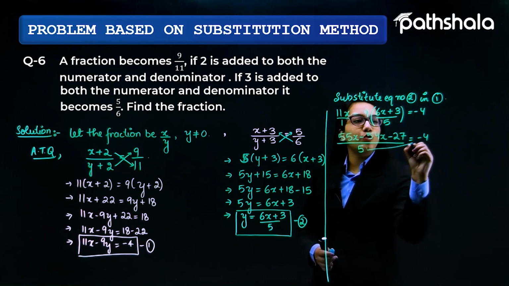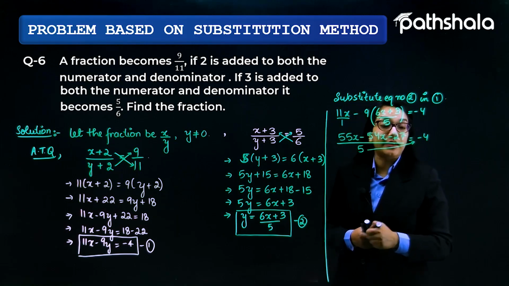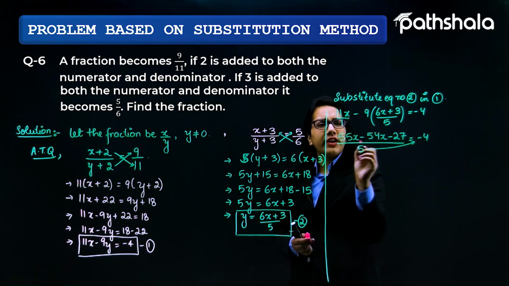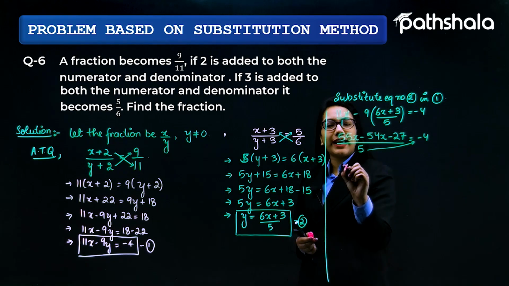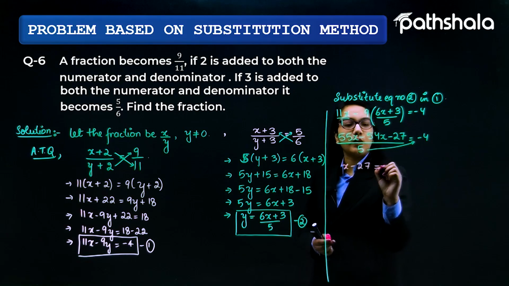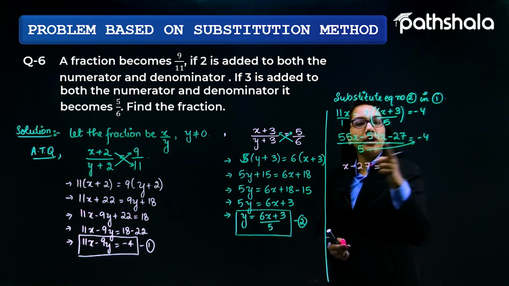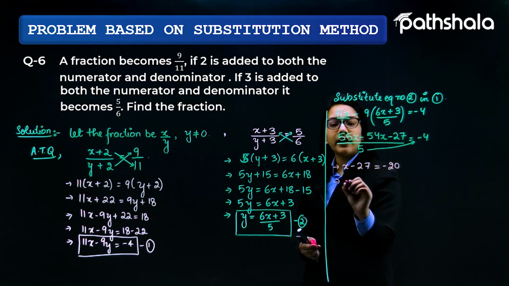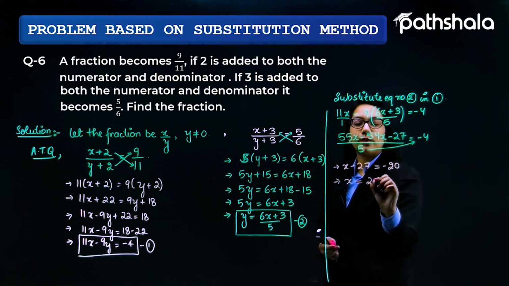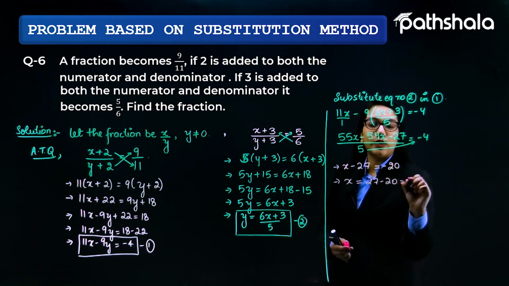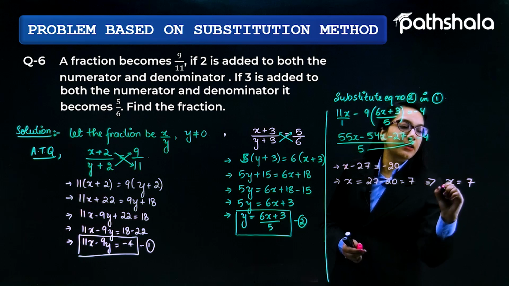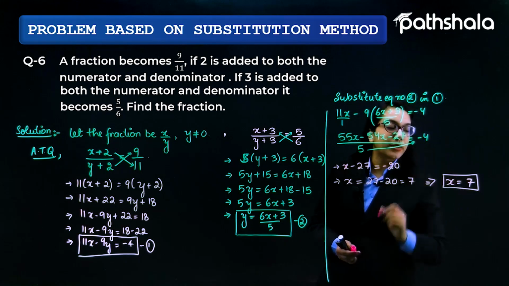Let's just take 5 to the other side. So when they get multiplied with each other, we get 55x minus 54x, which is nothing but x, minus 27, which is equal to minus 4 into 5. This is minus 20. So at the end, we are getting x equal to 27 minus 20, which is equal to 7. Hence the value of x that we are getting is 7.